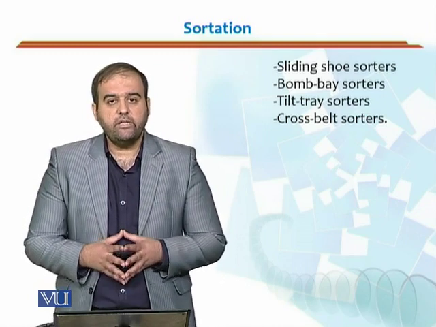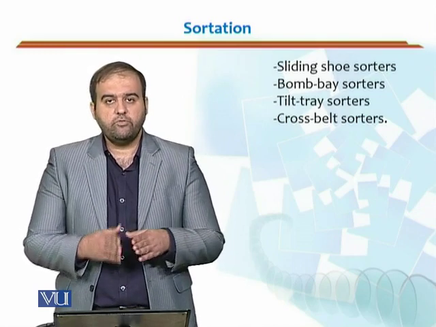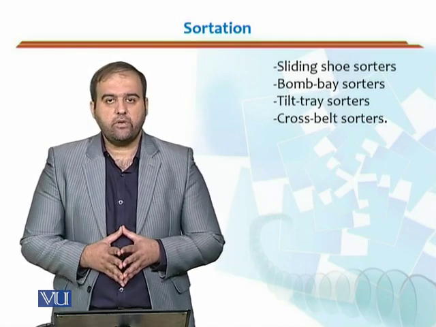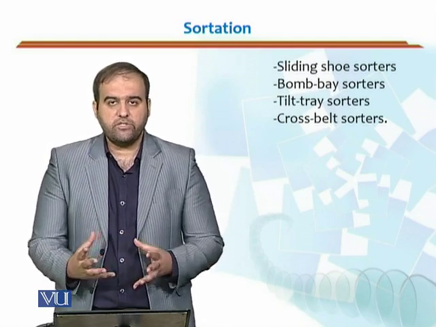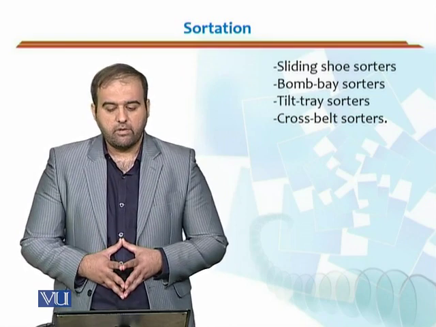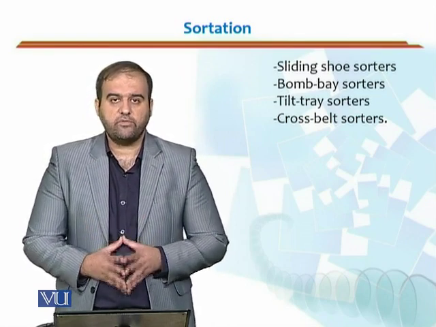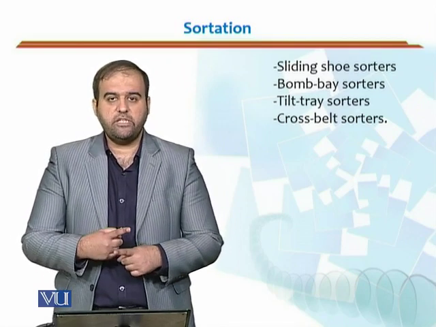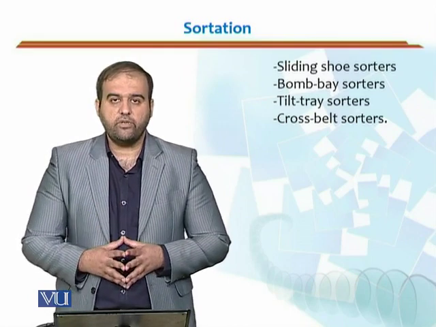Then there are tilt tray sorters as well, which would be inclined and tilted trays, which would be used for sorting different types of SKUs, but the smaller SKUs. And then there are cross belt sorters as well, in which cross belts would be going and different types of SKUs would be moving across those belts.